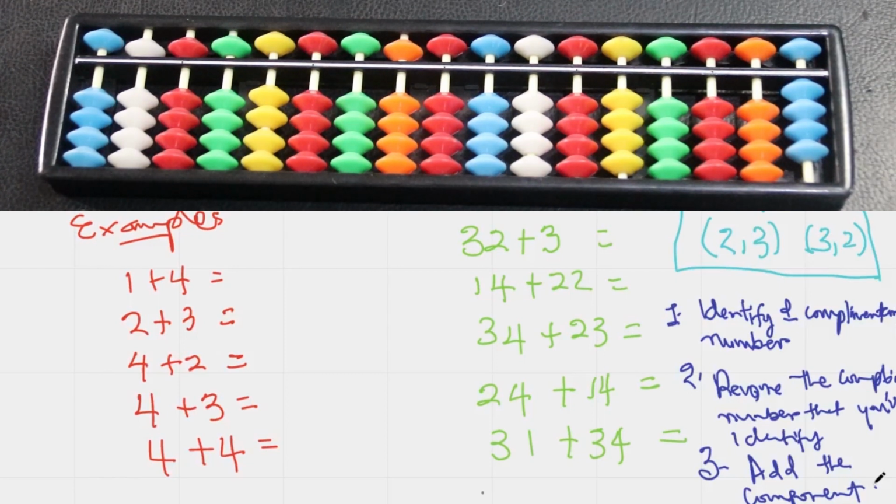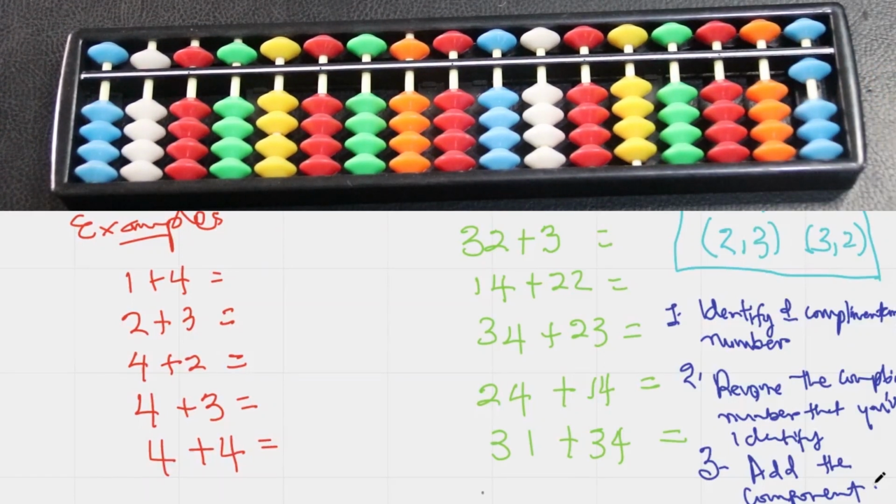Step 2 is remove that complementary number that I have just identified. So remove 3 from this. I've removed 3 from this. I'm left with 1 bit. And then the last step is add that component. What component are we working with? I'm working with 5 components. So I'll add the 5 component. So 4 plus 2, isn't it 6? If you check my abacus, you will find 6 on the abacus.